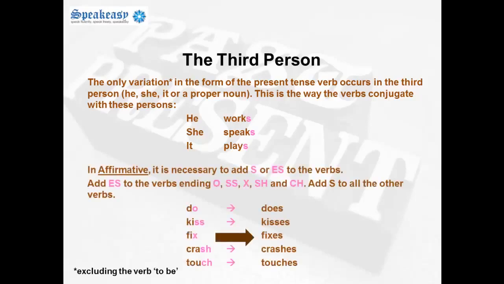In affirmative sentences, it is necessary to add s or es to the verb. Add es to verbs ending in o, double s, x, sh, and ch. Add s to all other verbs. For example, do becomes does, kiss becomes kisses, fix becomes fixes, crash becomes crashes, and touch becomes touches.